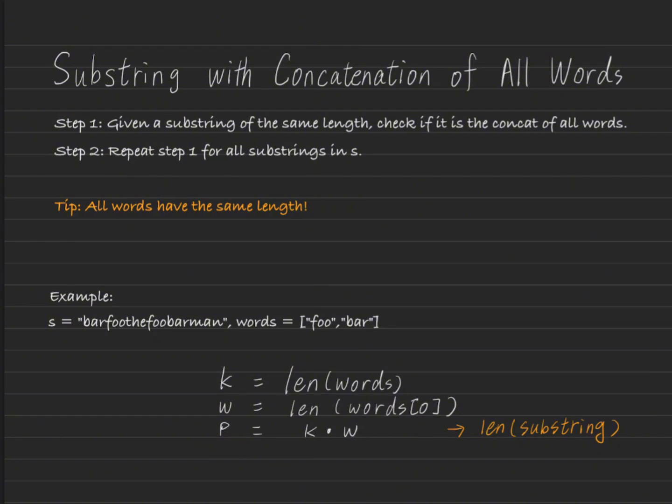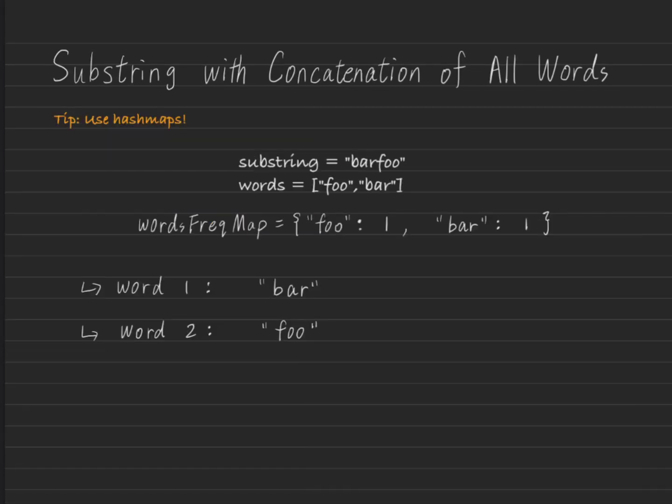This leads to our step 1. Given a substring of the same length P, we can check if it is a concatenation of all the words. If we can do that, we can repeat step 1 for all the substrings of length P in the original string S. Here we have an example with the substring "barfoo" and the words foo and bar.